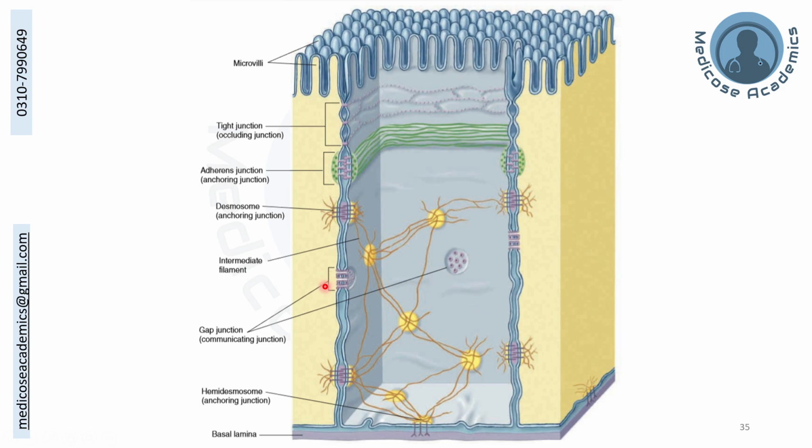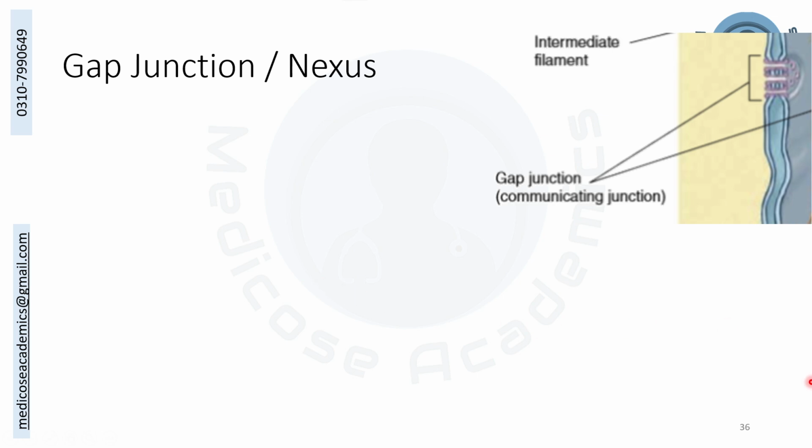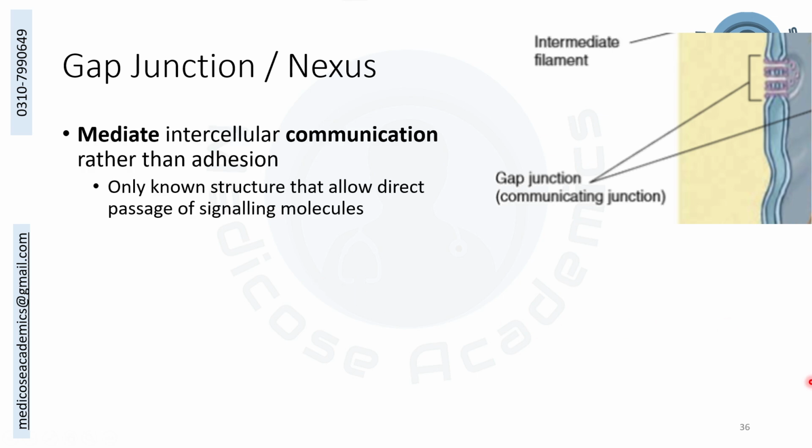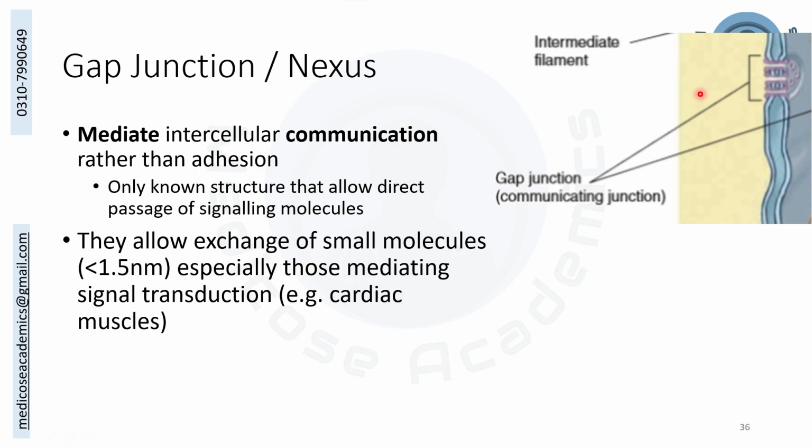The last but not the least, there are communicating junctions, that are the gap junctions, nexus. These are the ones that mediate the intercellular communications, and rather than getting the cells together, they make cells talk to one another. And it is the only known structure that actually allows direct passage of signaling molecules from cell to cell without having to go out of the cell and then coming back.